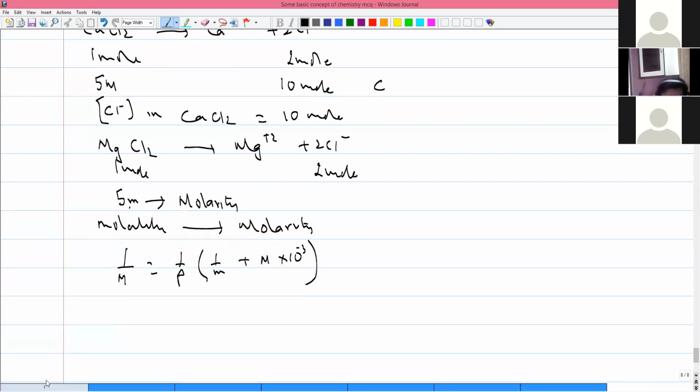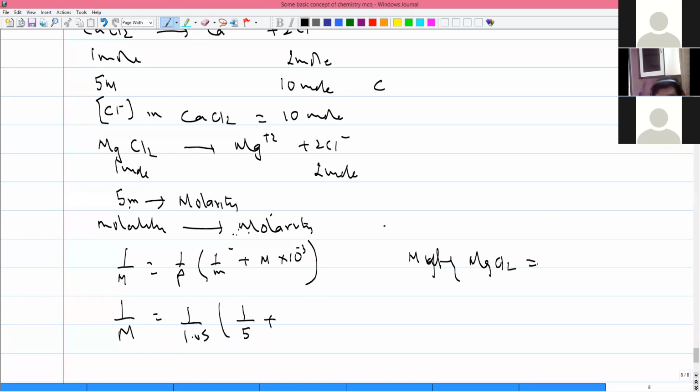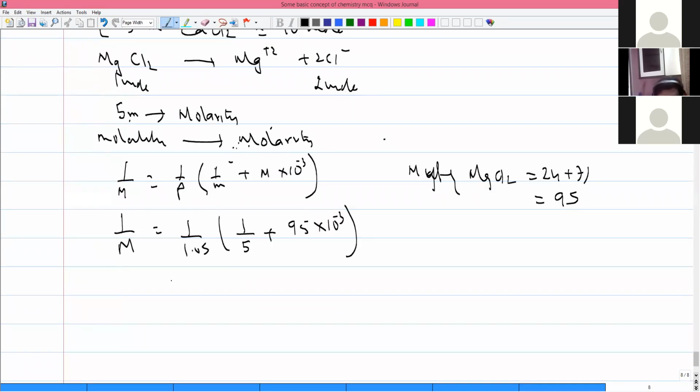So see here. Molarity: 1 upon M is equal to 1 upon 1.05, into 1 upon 5 plus molecular weight of MgCl2, magnesium ka 24 and chlorine ka 71, so that comes to 95. So 95 into 10 raised to minus 3. So that comes to 1.05 into 1 upon 5, that means 0.2, plus 0.095.